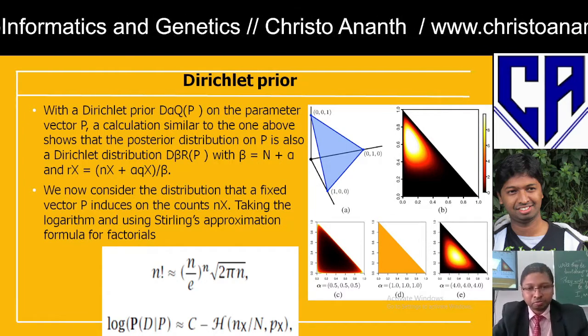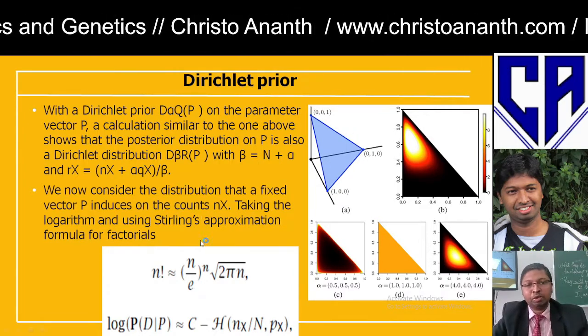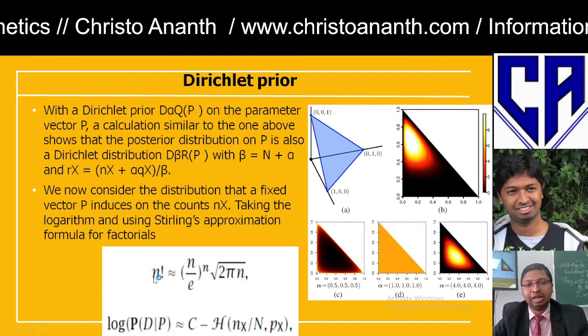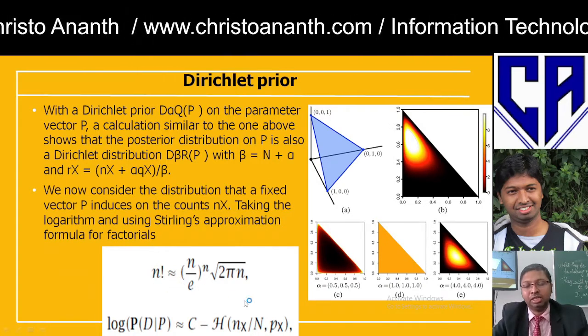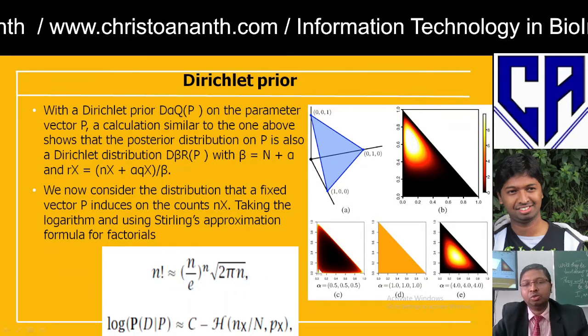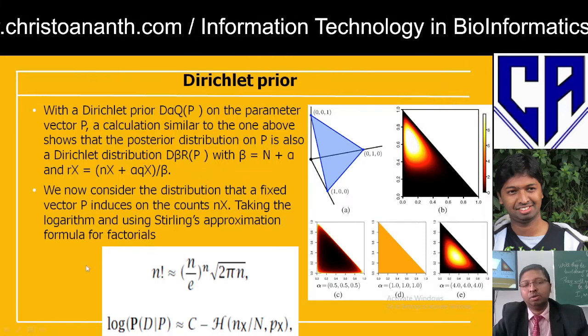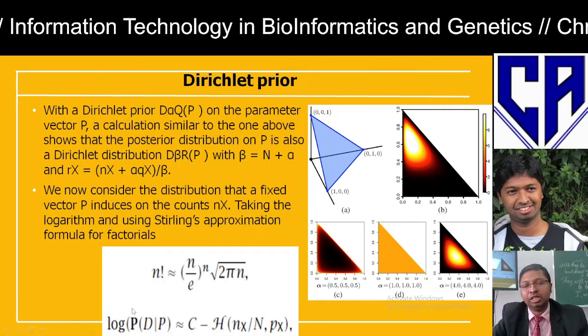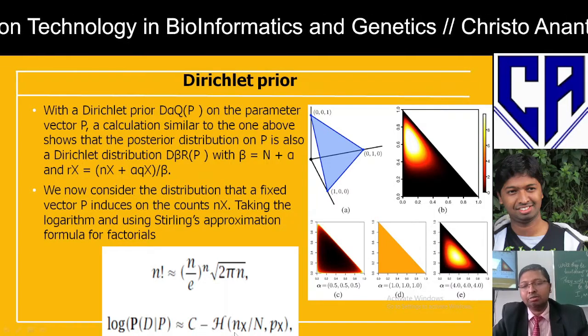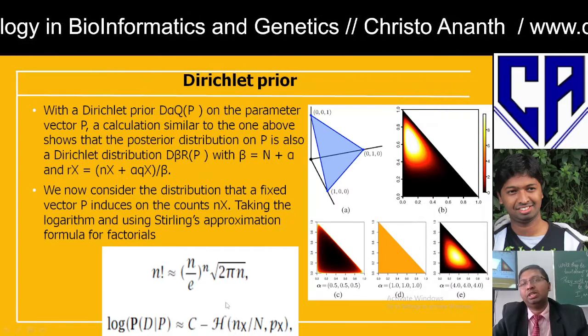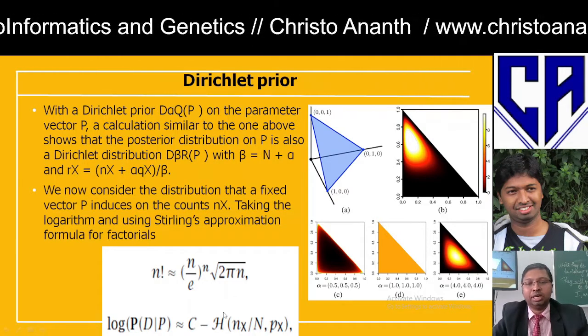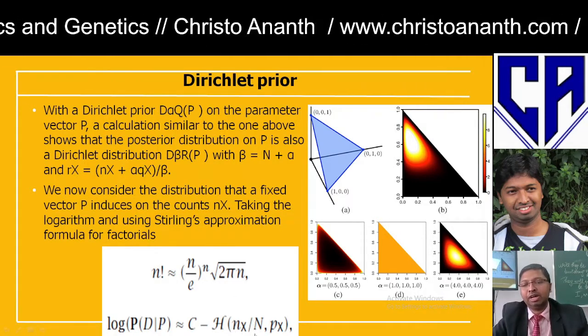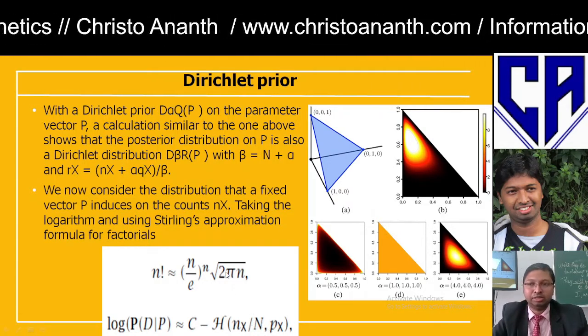Okay. So Stirling's approximation can be calculated as n factorial equal to n divided by e power n, into the square root of 2 pi n. From this we categorize the logarithmic function: log of P of D bar P equal to C minus H, where H is nothing but the entropy, minus H of Nx divided by N comma Px.